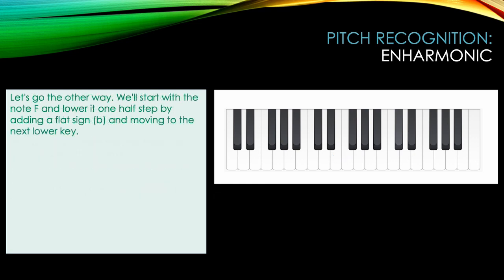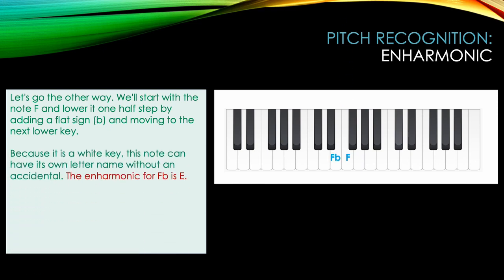Let's go the other way. We'll start with the note F and lower it a half step by adding a flat sign and moving to the next lower key. Because it is a white key, this note can have its own letter name without an accidental. The enharmonic for F flat is E. Here are the F flat and E enharmonic notes on the staff.